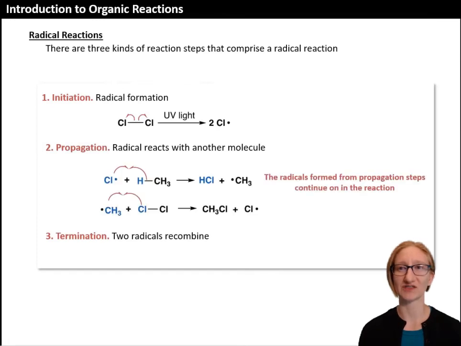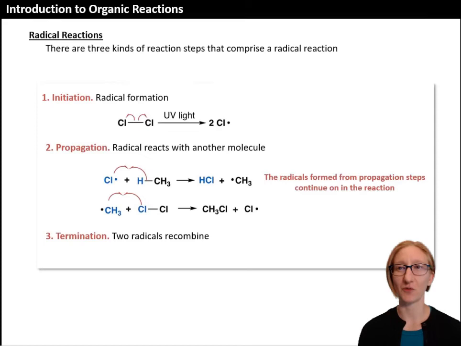Next are the propagation steps. And there are an array of different propagation steps that can occur for any given radical reaction. And that's because in a propagation step, a radical reacts with a non-radical to form a new radical species. And there are often many different ways that this can happen because there are several different radical species and non-radical species in the reaction mixture that can combine in this way.